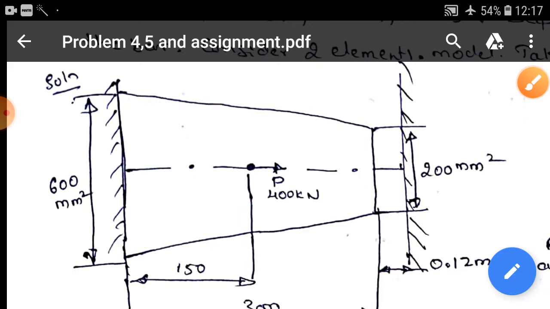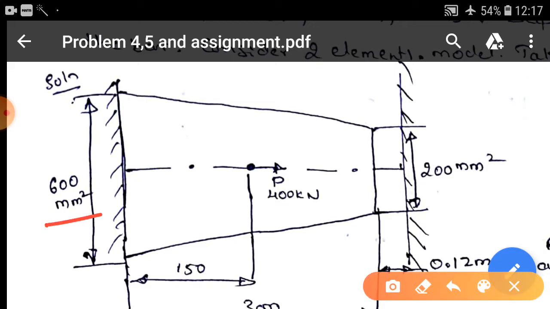In the previous section, in the previous statement, the height at this point was 60 and the height at this point was 30. Okay, remember this. There they had given you the height. Here the problem is directly giving you the area: the area at this section is 600, and the area at this section is 200.